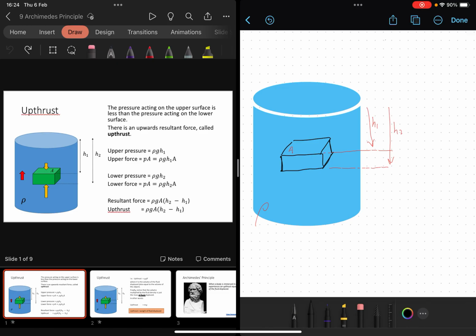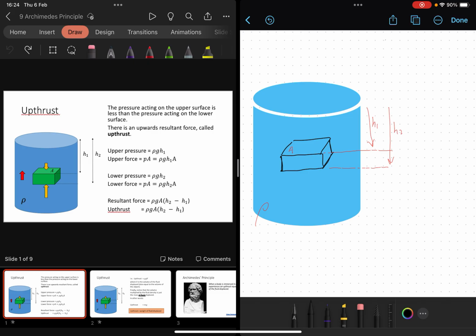So the diagram that you're having a look at is an object which has been fully submerged in a liquid of density rho, and because it's been submerged, it's under pressure. Now the key thing here is that the pressure is different at the top face and the lower face of the object. The reason is the top face is at a depth of h1 below the surface, and the lower face is at a greater depth, h2.